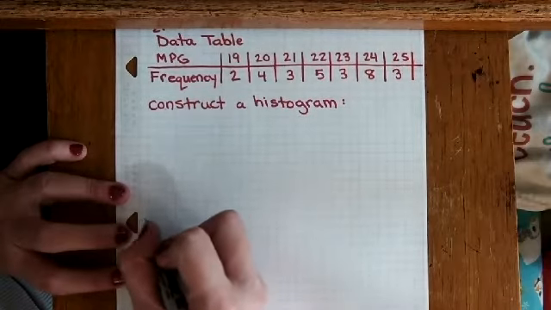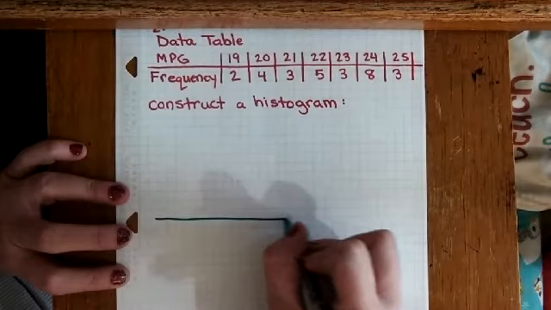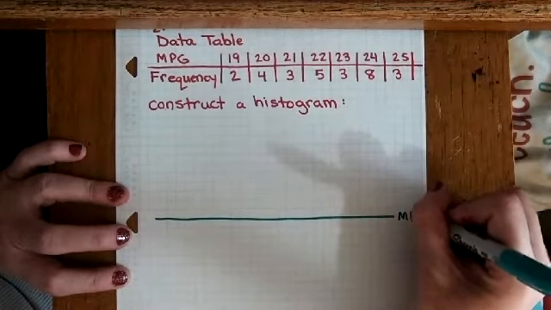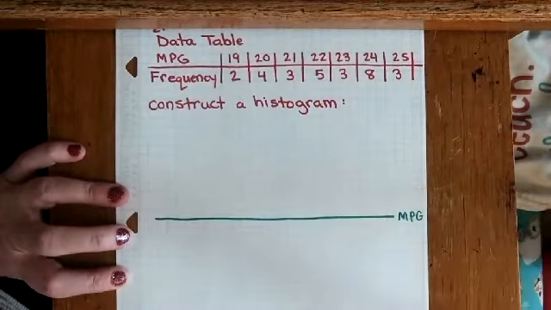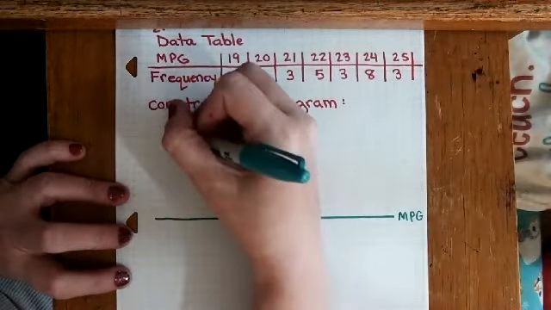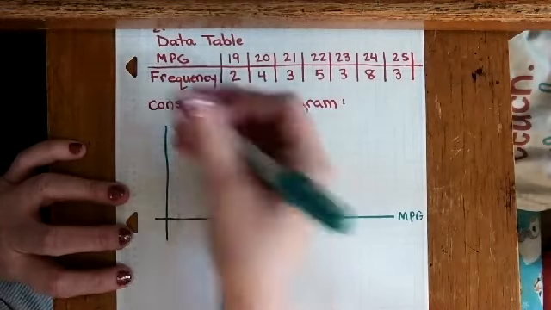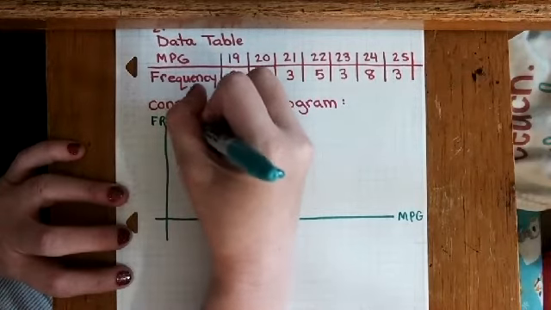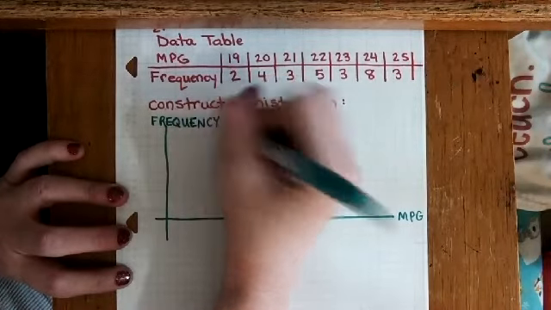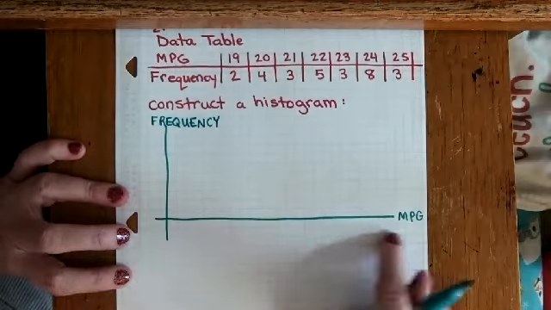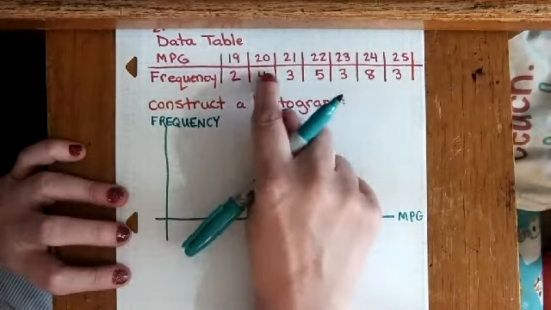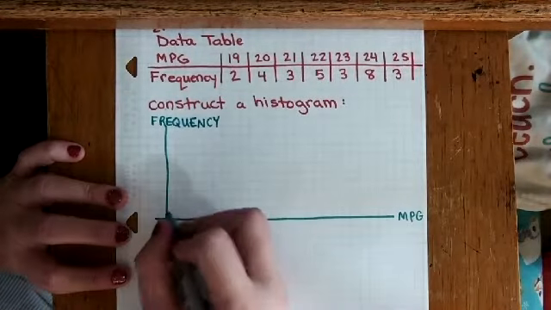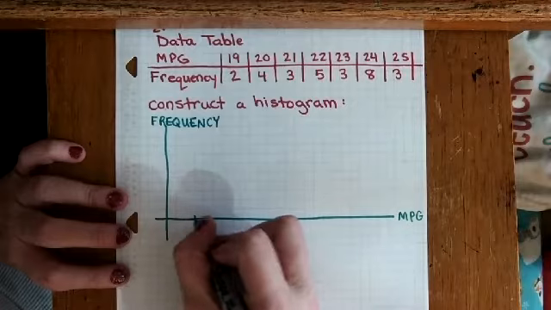The x-axis will be the miles per gallon. That's our data point. We'll need a y-axis, which will be our frequency. In terms of the x-axis, we'll have 1, 2, 3, 4, 5, 6, 7 tick marks that we'll want, and we'll want them to be equally spaced.